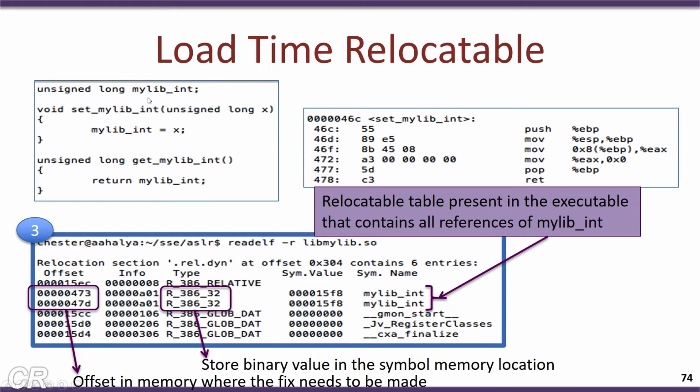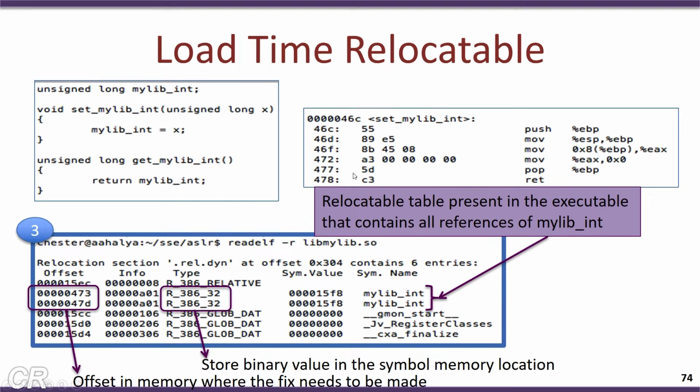Thus, at the time when this particular library gets loaded, the loader would look into this table and parse through each row in this table. It would go to this location 473, which corresponds to this 0x0. It would determine that here there is a 32-bit value that is required, and this value corresponds to mylib_int. Therefore it would obtain the correct address for mylib_int and replace the 0x0 with the actual address of mylib_int.